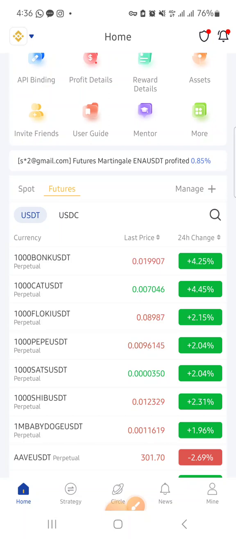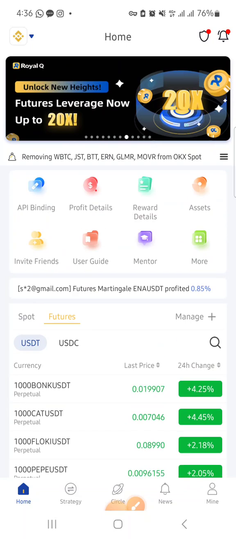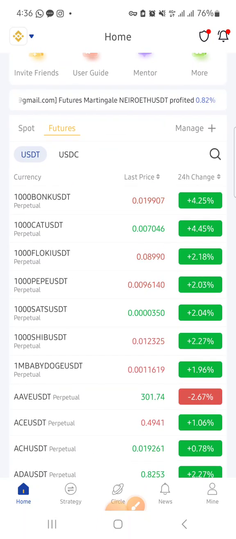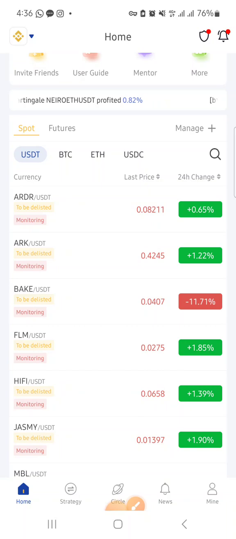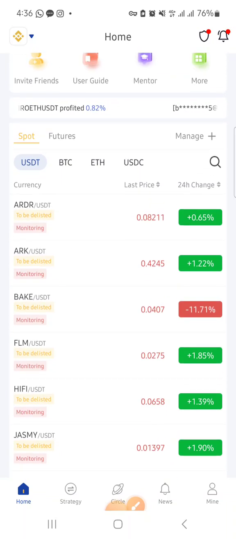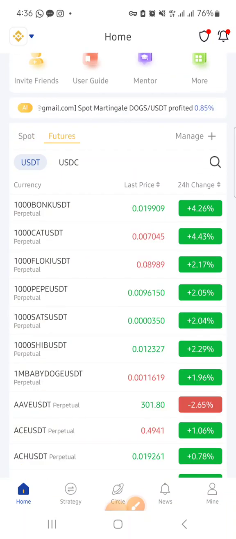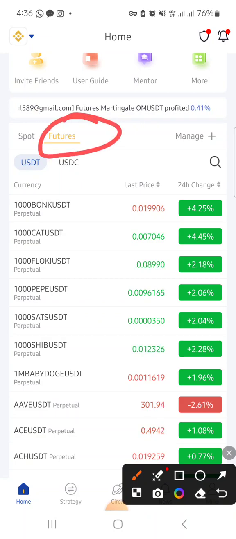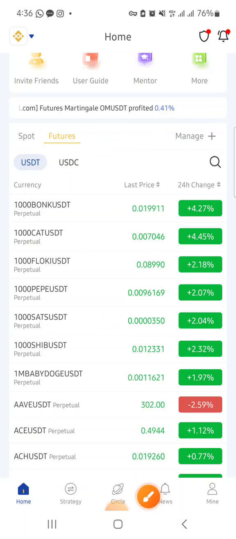So before you start off at all, you come to this, the home page of your RoyalQ. Probably you had all your coins in the spot before. Now you put your coins on futures. Let me try and get my pen. Okay, so futures here. You put all the coins in futures.